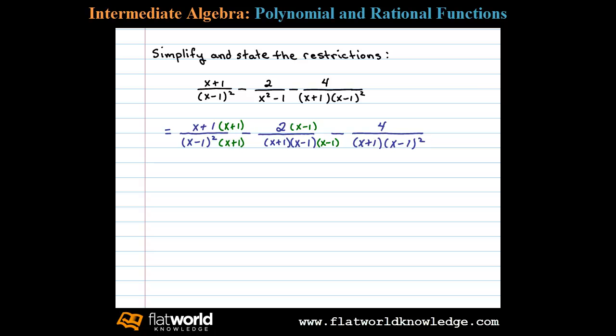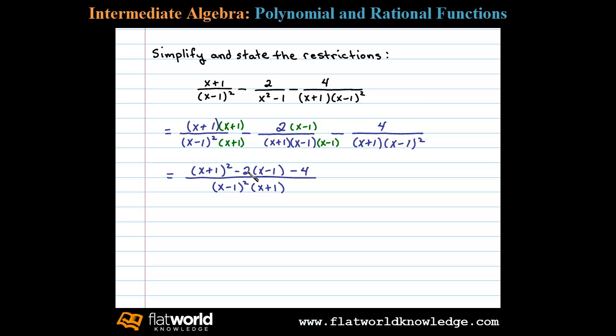Let's take care to place the x plus 1 that was already up there in parentheses. That'll remind us to apply the distributive property. Now that we have a common denominator, we can subtract the numerators and write the result over the common denominator. So here we have x plus 1 squared minus 2 times x minus 1 minus 4.